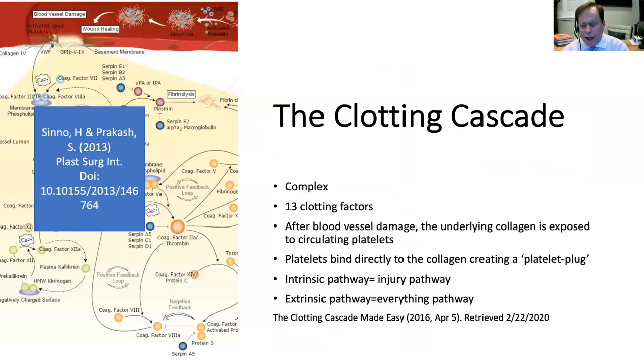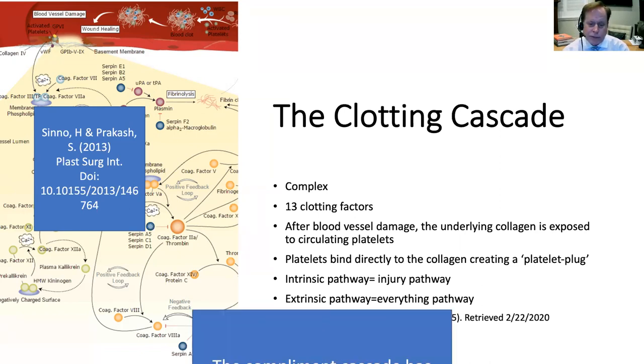Now, moving towards the clotting cascade, obviously this is a very complex dynamic that is out of the scope of this lecture, but there are 13 clotting factors. And of course, when you have damage to an area, you will basically get the exposure of circulating platelets. Platelets are the first cell that go towards the wound. And of course, they will release platelet-derived growth factor, creating a platelet plug or fibrin plug. You have an intrinsic pathway, which is an injury pathway, and an extrinsic pathway, which really covers everything else.